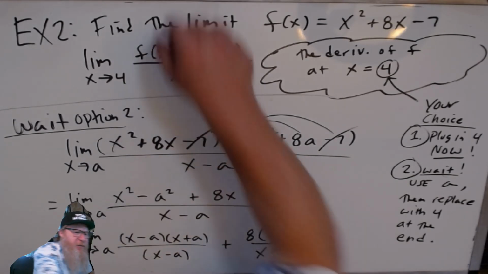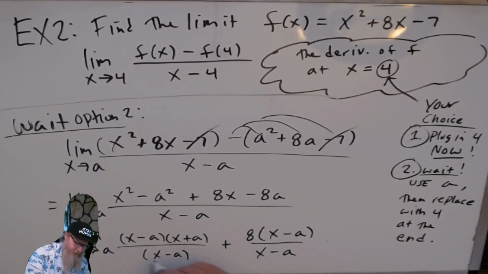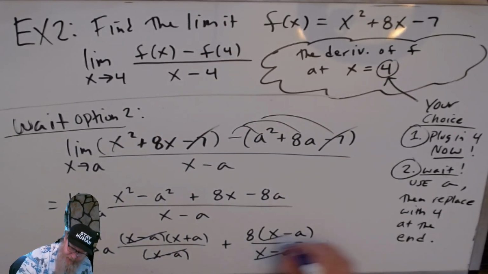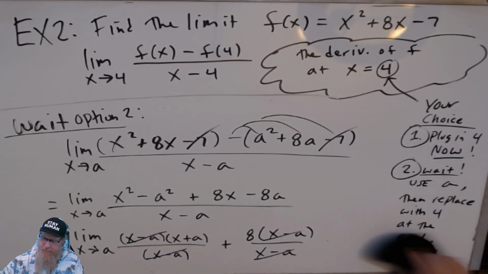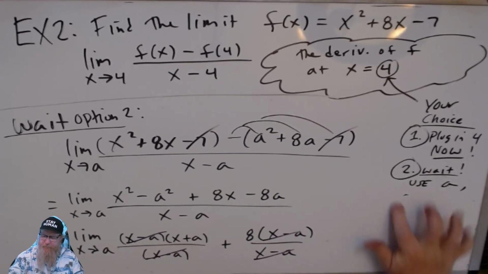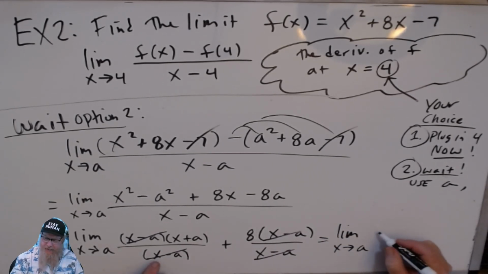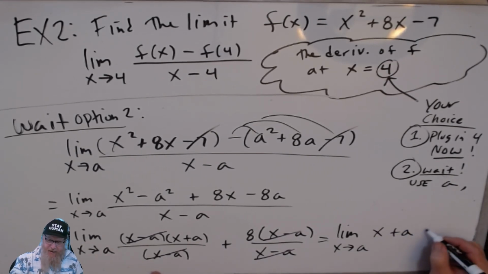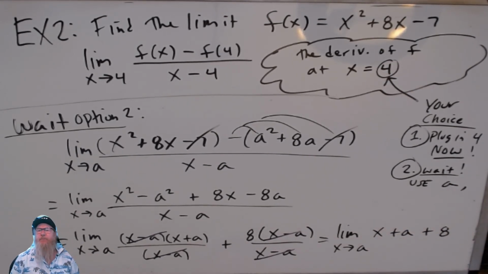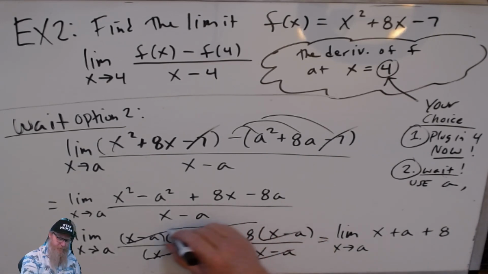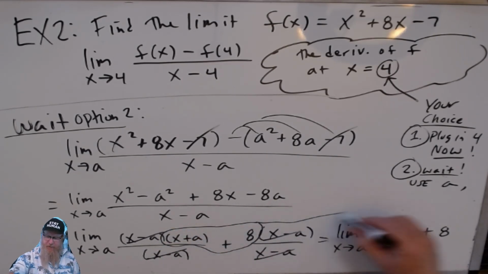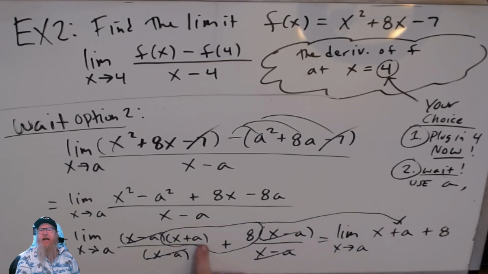And then you would cancel the x minus a's. And you get the limit as x approaches a of x plus a plus 8. That's all that's left here. x plus a plus 8. Everything else is canceled out.